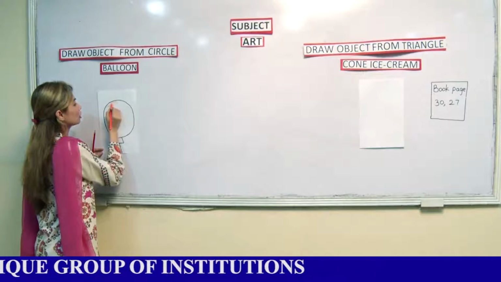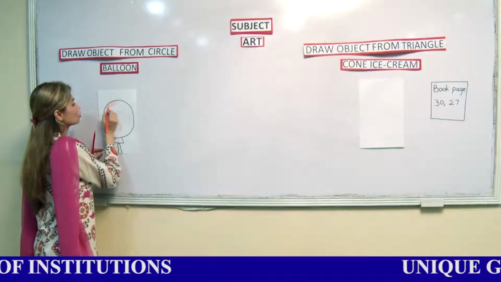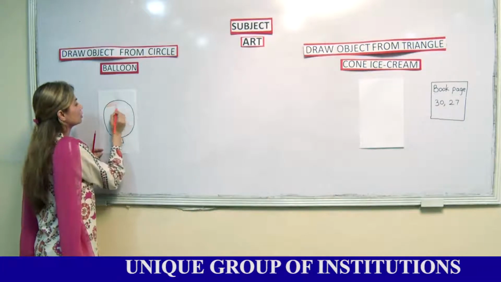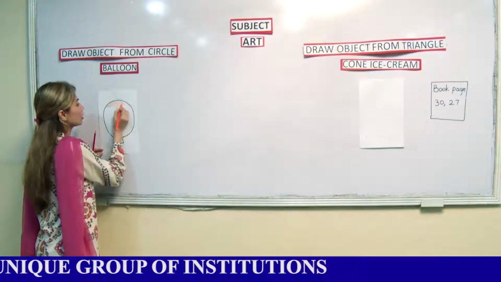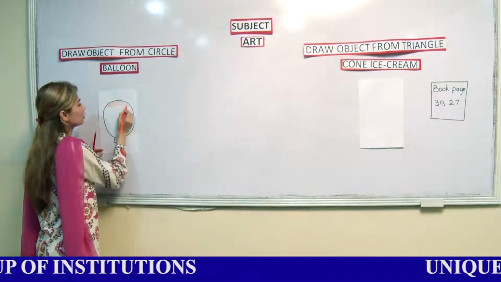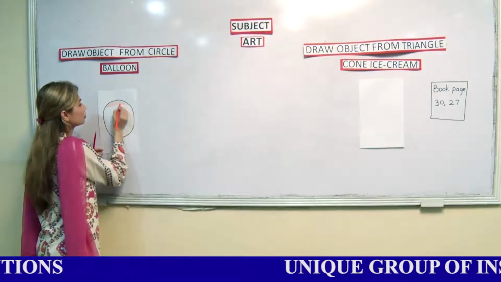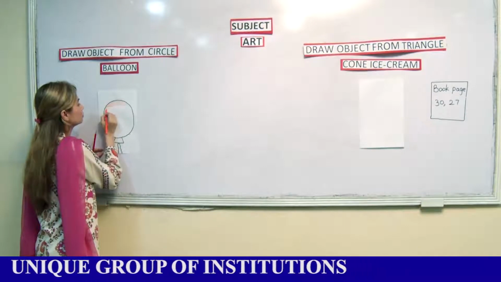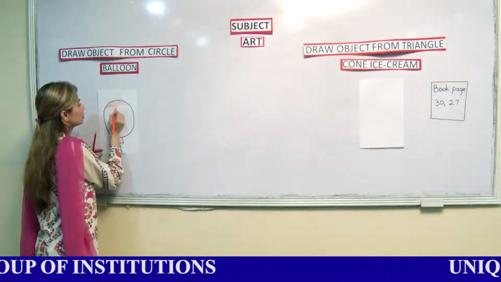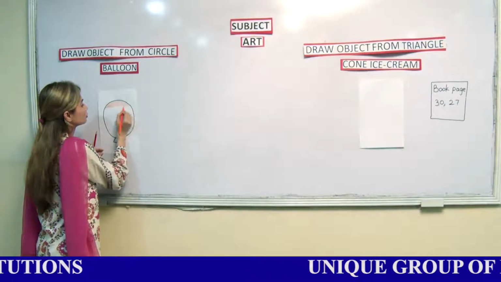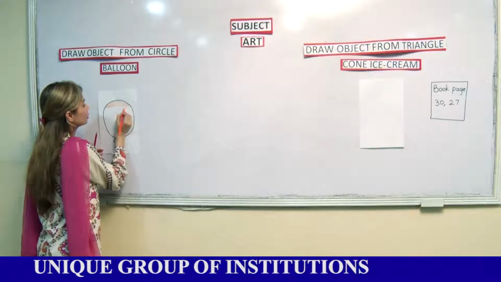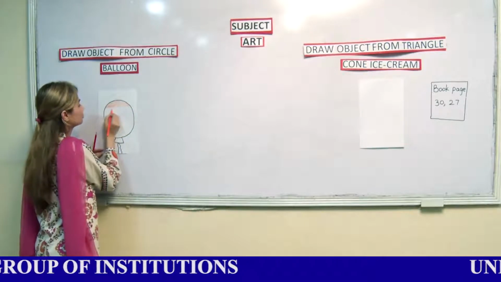Don't do rash coloring. Your color strokes should be in the same direction. Don't do rash coloring like this, left to right, side to side. Don't color outside the border line like this. In this way you can color your picture very neatly.